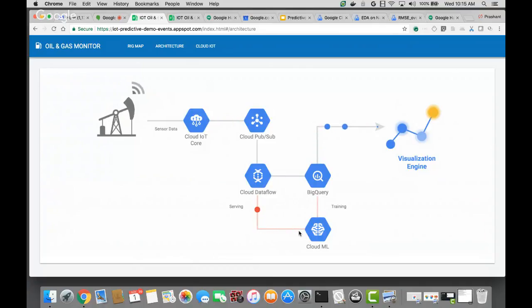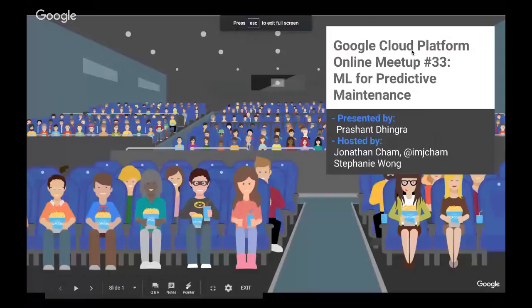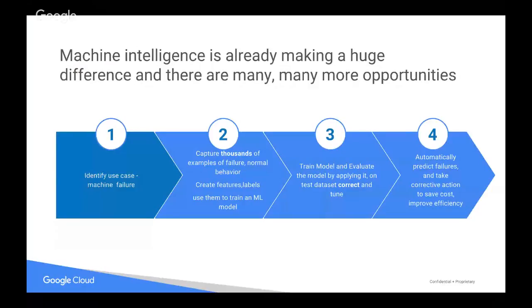Okay, if there is no further question, we can quickly dive into the high-level design. If you want to build a predictive maintenance solution, what are the steps you should go through? These are the high-level steps. You identify a use case. You capture thousands of good examples and examples of failure, and you create features and labels, and then train a model. You evaluate the model, and if the accuracy is good, then you deploy the model and start making predictions, and it helps you save cost, improve efficiency, and reduce downtime. So these are the end-to-end steps you will use in a predictive maintenance solution.